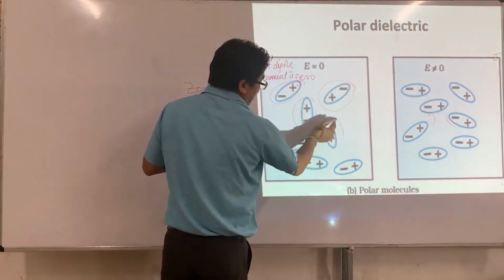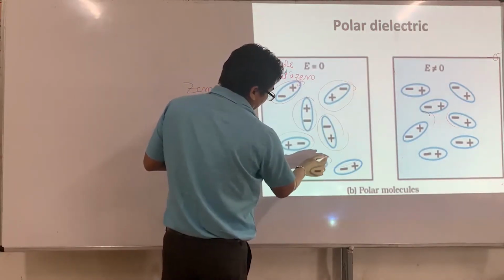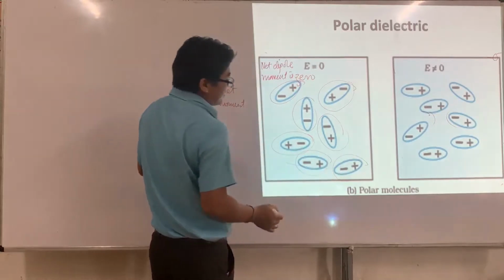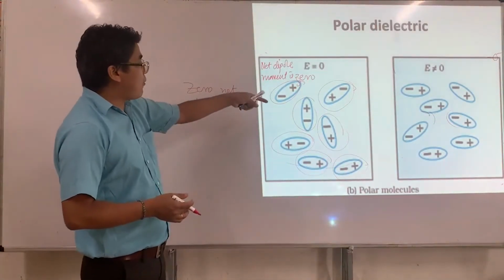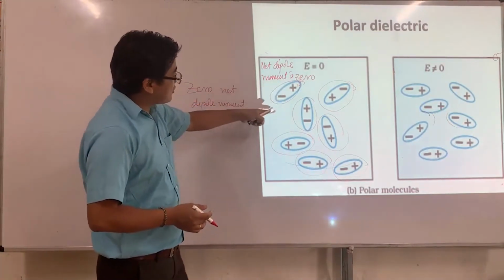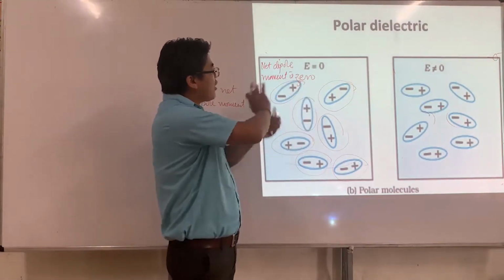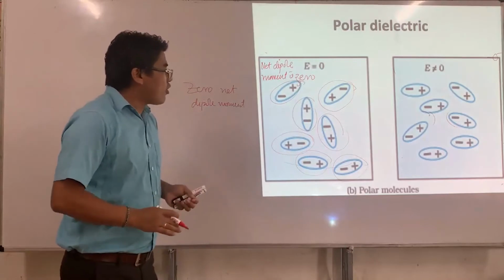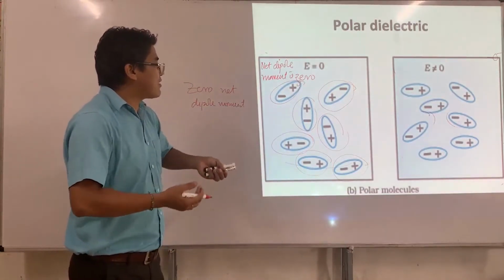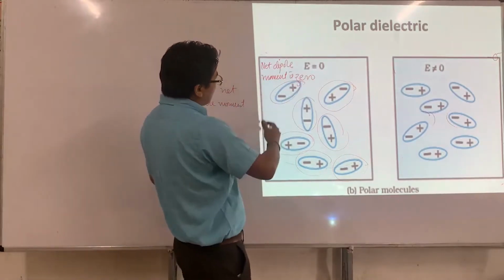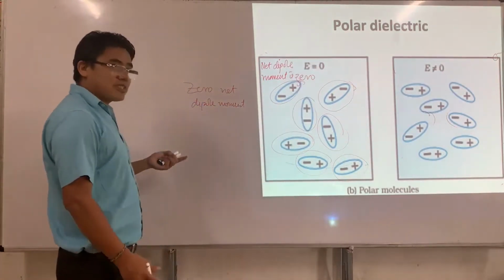And you see the dipoles are in random directions. Now look at your dipoles. This dipole is in this direction, that dipole in that direction. So you have random dipole moments. Each molecule has different dipole moments, so they cancel each other. The net dipole moment will be 0.